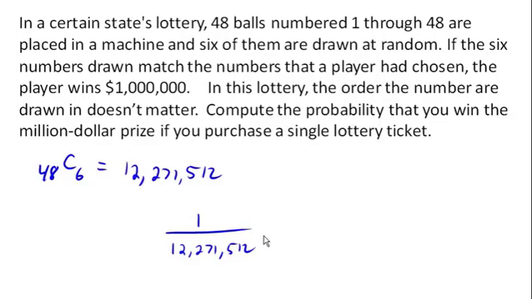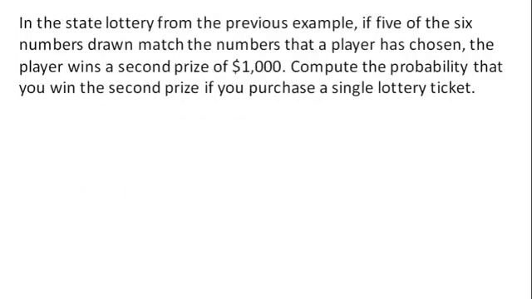Now, oftentimes there's a second prize, and in this case, it's $1,000 if you can match 5 of the numbers. There are still 48 choose 6, 12,271,512 different outcomes, but now we need to figure out how many of those involve us winning, matching 5 of the numbers. In order for that to happen, from our 6 numbers on the card, we're going to have to match 5 of them.